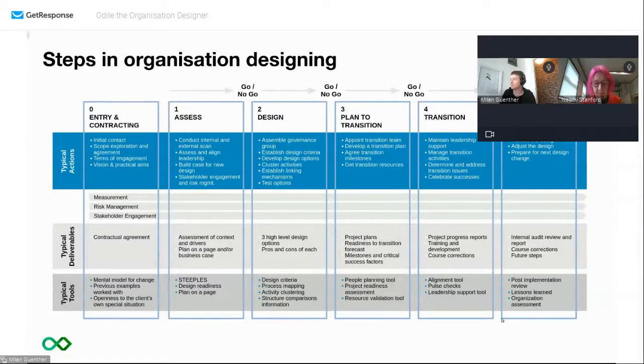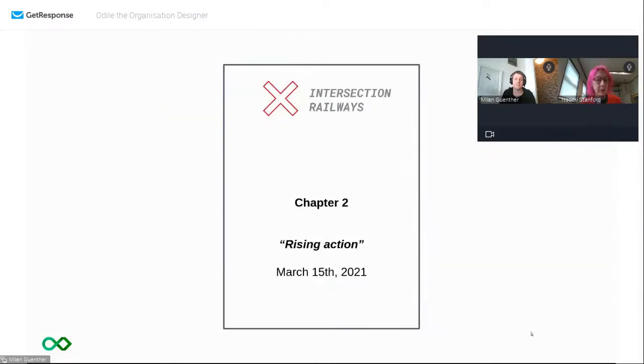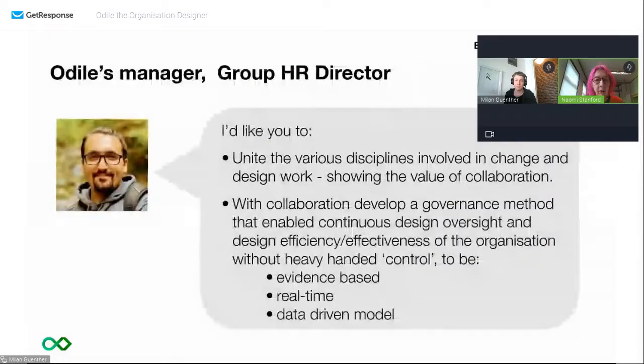Moving on to the next bit of the rising action. Here, so now we've gone a little bit further into the dates. She's been there 2 weeks. She started to think about the work. She's looking now to meet with her manager, who's the group HR director. And you'll see in the top right, it says enter and contract. So this is the organization design phase we're in. She's meeting with her boss.